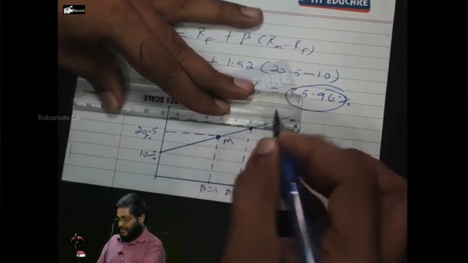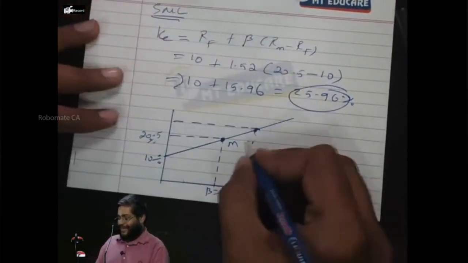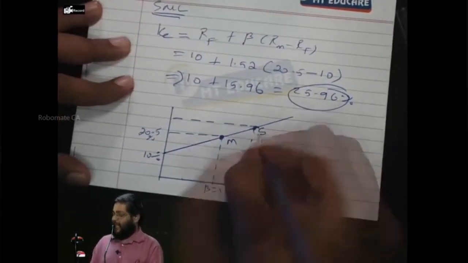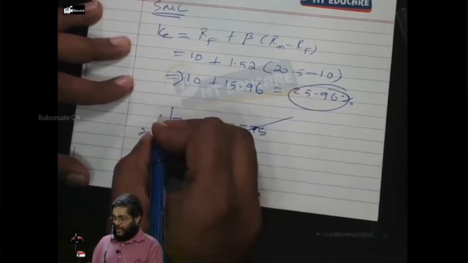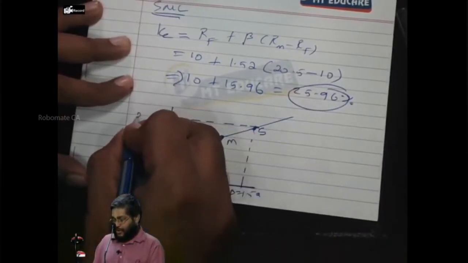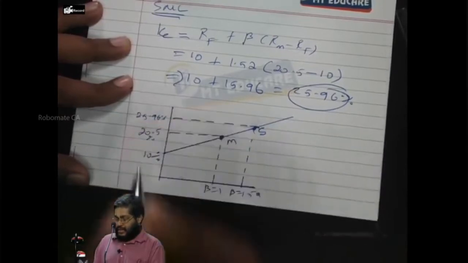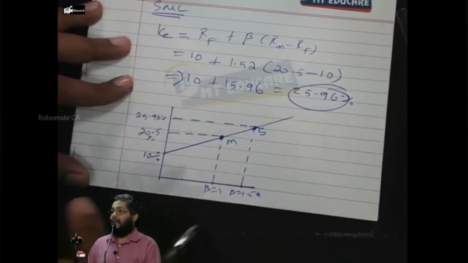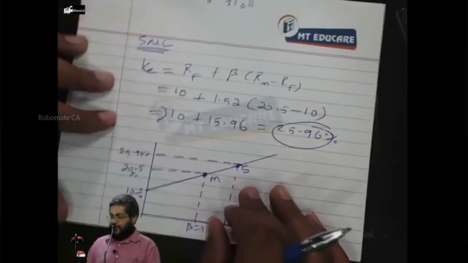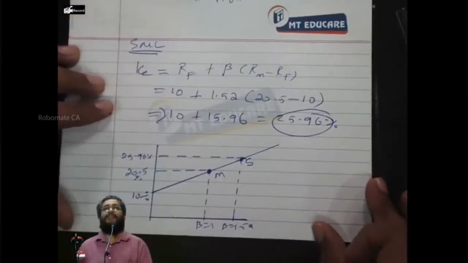No side comments. Can I go sit? Okay. Now, this should be for the security. Yes. Tell me, how much return should it be here? 25.96. The security should be giving me 25.96 for a beta of 1.52. Everybody understood or not?